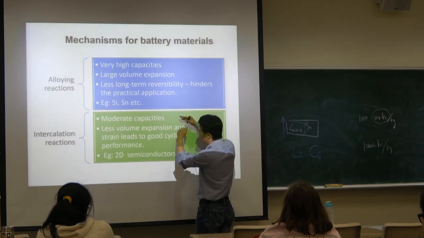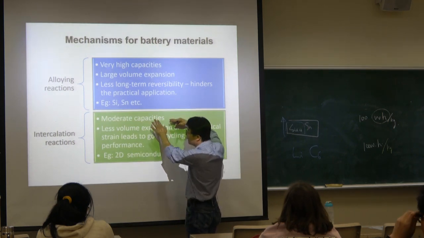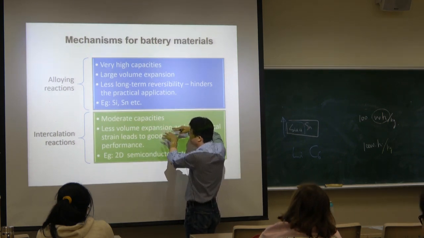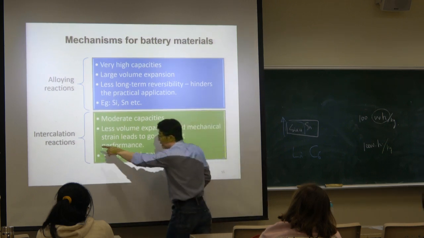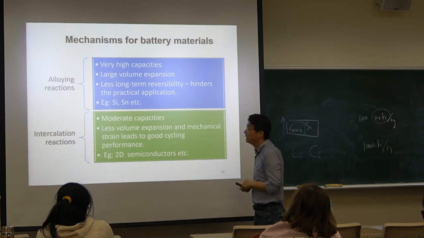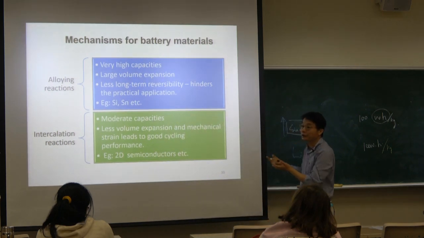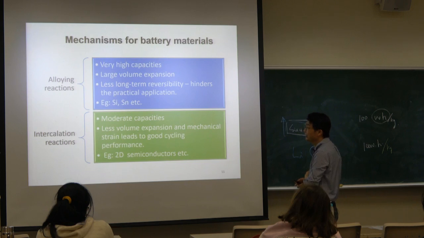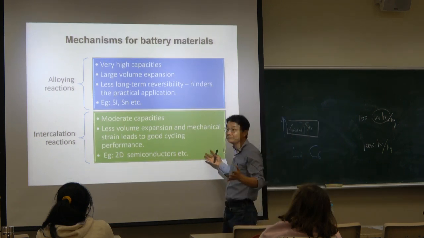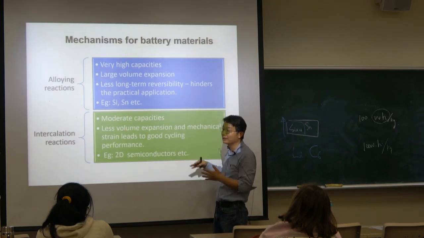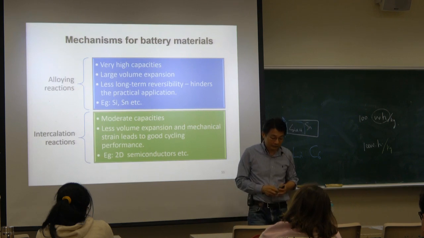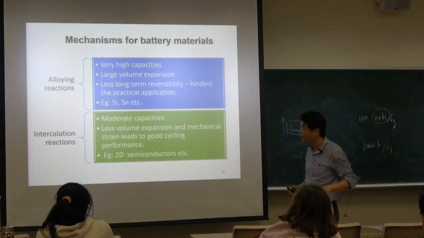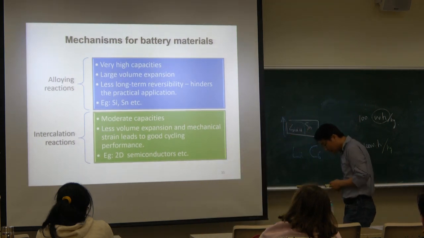Moderate capacity means intermediate, less capacity, and there is less volume expansion. For intercalation, which is like insertion, there is less volume expansion and you can use it for quite a long time. Although the theoretical capacity is less than the alloy reaction, you can use it for a long time. It's also quite cheap, so it depends on the product.